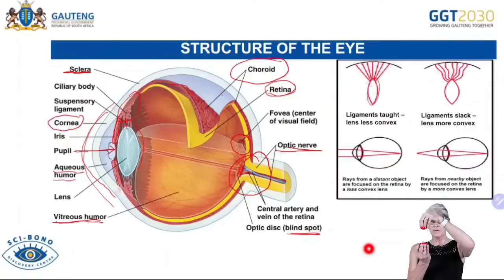So if you have a look, if this is my lens in the middle and I'm pulling further away, it means my lens is becoming thinner. I'm now able to focus on objects that are far away. So just remember that when you pull away and you make your lens thinner, less convex, then I am able to see further away. When the suspensory ligaments loosen, and there's not so much tension on my lens, it becomes more convex, and so I'm now going to be able to see close up.